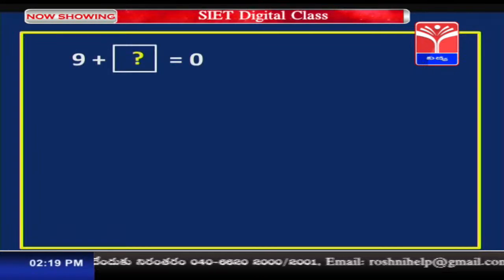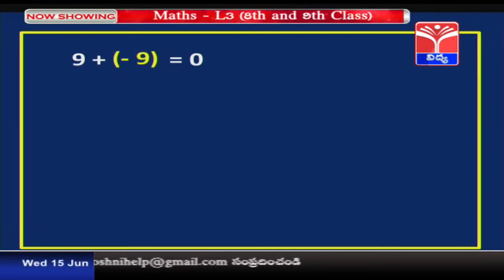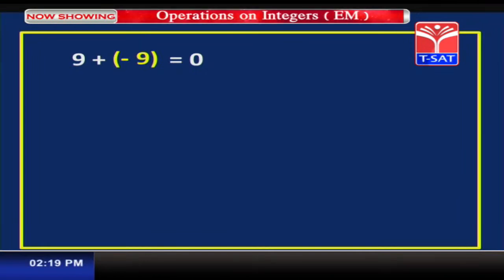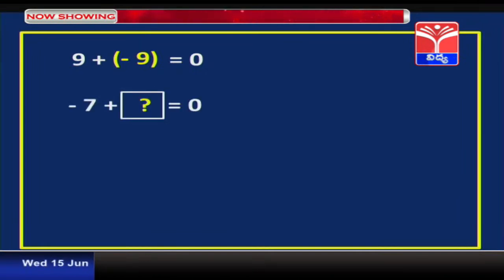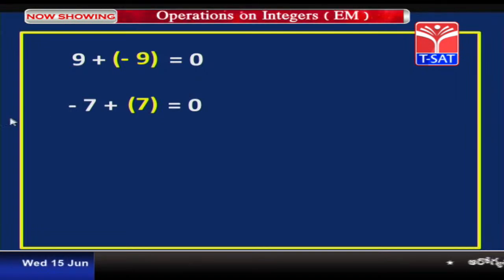9 plus which number gives you 0? Now, this number is, yes, you are absolutely right. When I add minus 9 to plus 9, I get 0. Let us take another example, children. Minus 7, if we add which number, you are going to get 0? Yes, you are right, children. Once again, the answer is plus 7. That is minus 7 plus 7 gives you 0.